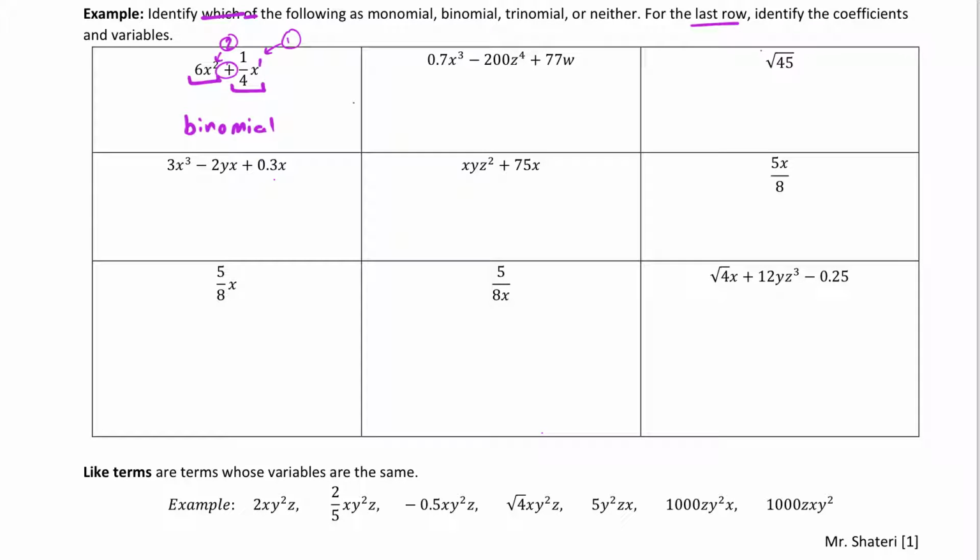And now I have one term over here separated by subtraction from the second term, and that is separated by a plus sign from the third term, making this a trinomial.